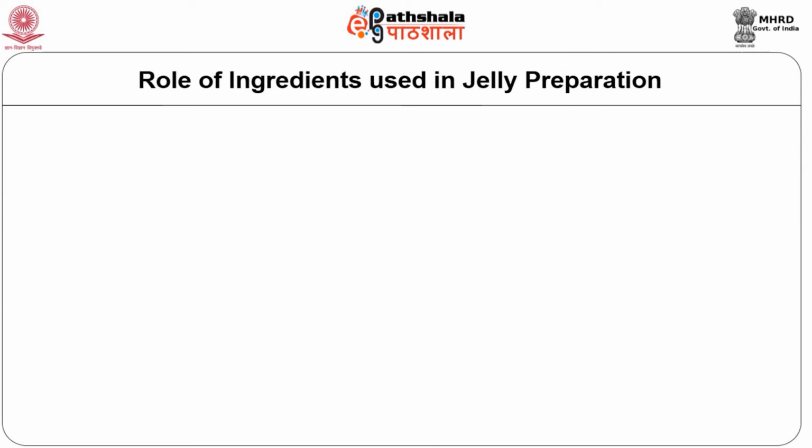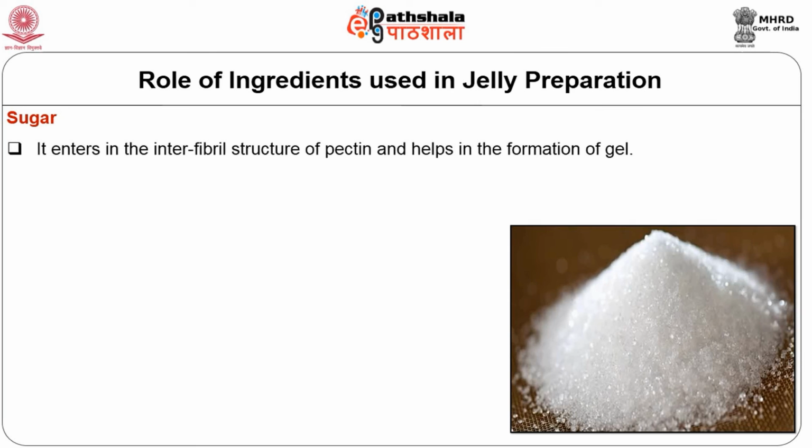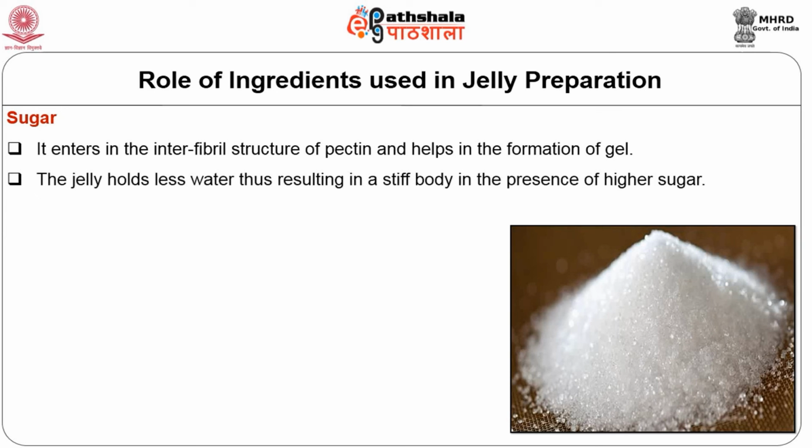Let us see the role of ingredients used in jelly preparation. Sugar lends sweetness as well as texture. It enters in the interfibril structure of pectin and helps in the formation of gel. The jelly holds less water, thus resulting in a stiff body in the presence of higher sugar.